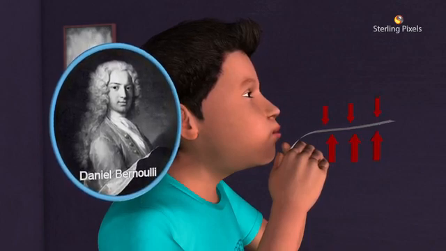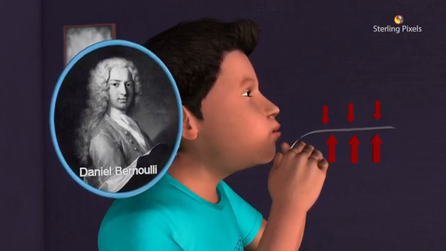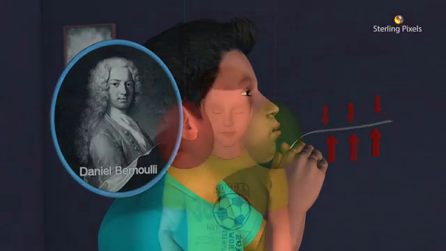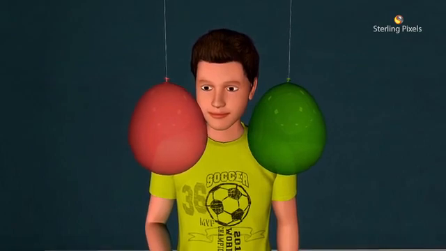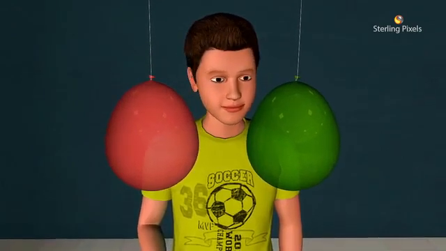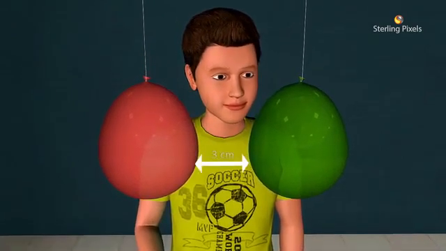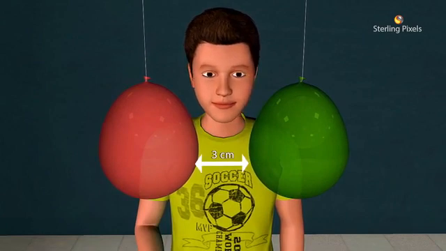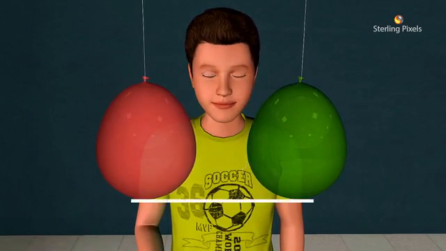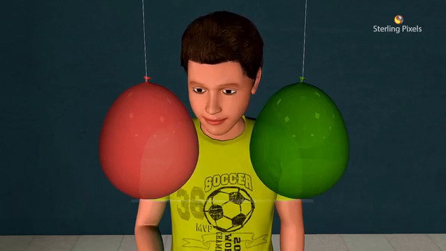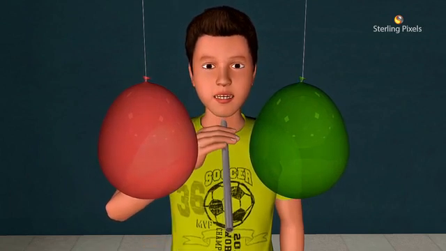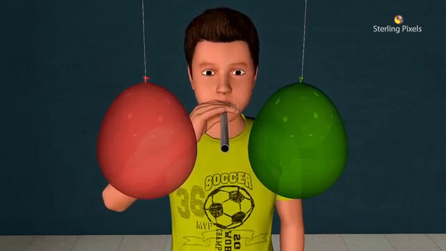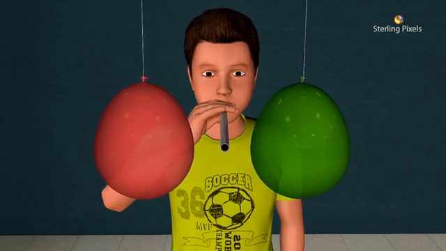This can be shown by another simple experiment. Here are two inflated balloons, hung in such a way that they are approximately 3 centimeters apart from each other and at the same height. Now, using a straw, try to force the balloons apart by blowing air between them.